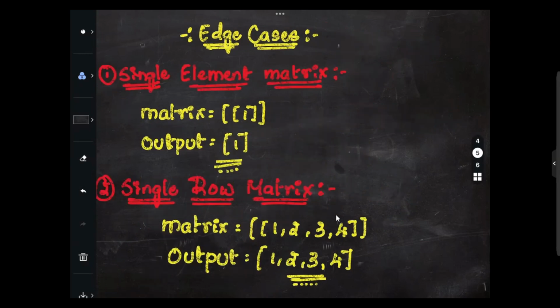So the first edge case is for the single element matrix. When I say single element matrix here, we have only one element in the matrix, so we have to return that itself. So in this case the output is 1, right?